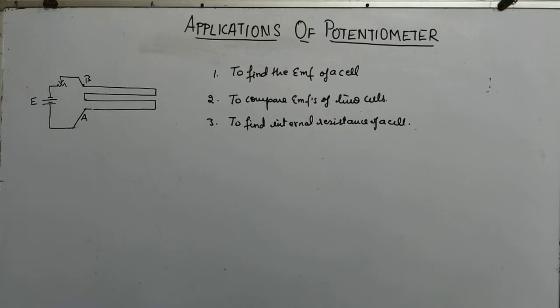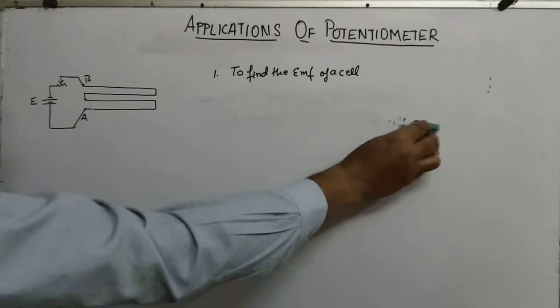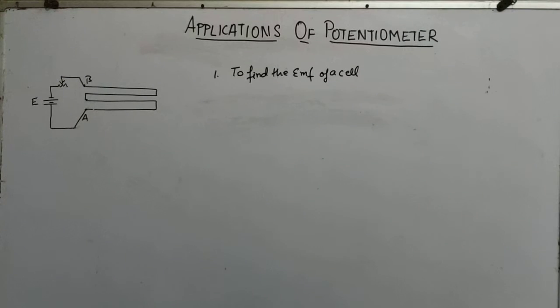Now we'll study all these three applications one by one. In the very first case, we'll study how to find the EMF of a cell. In order to find the EMF of a cell, what we need to do is, first we need to connect a cell of known EMF, a standard known EMF, in the secondary circuit.